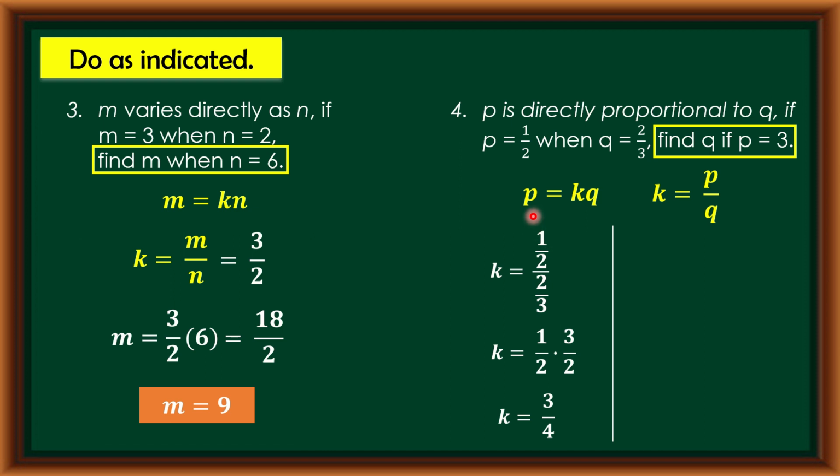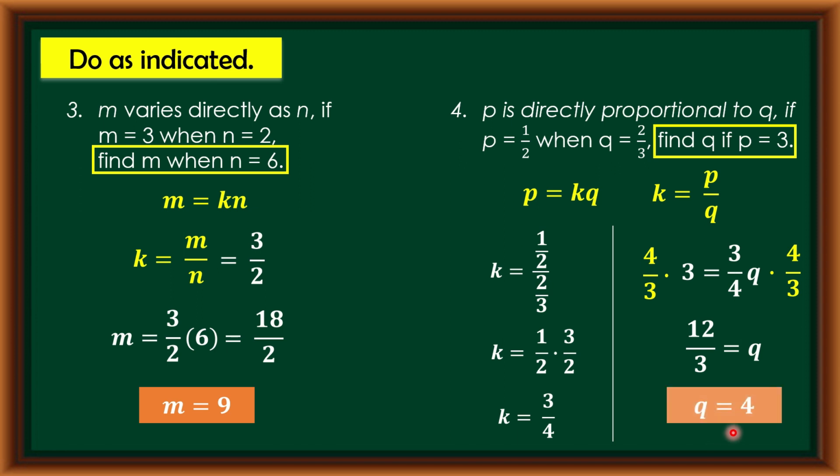So, using the equation P is equal to k times Q, we will substitute the value of k that we obtained and the value of P from our statement. So, we have 3 is equal to 3/4 times Q. So, to isolate Q here, let us multiply both sides by the reciprocal of 3/4, which is 4/3, in which this one will be equal to 1, and multiply 4/3 by 3. Therefore, we have 12 over 3, which is equal to Q. And 12 divided by 3 is equal to positive 4. Therefore, that is the value of Q.